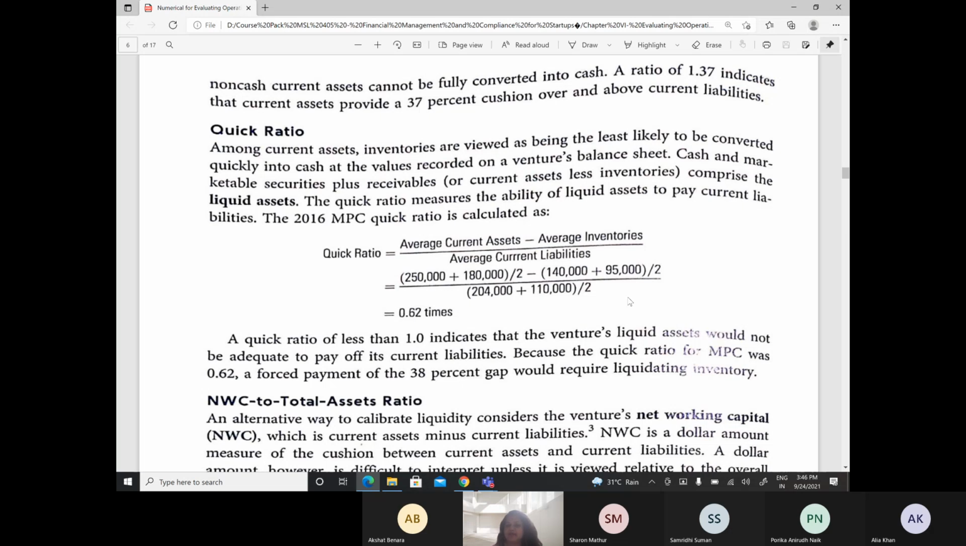The 2016 MPC quick ratio is calculated as average current assets minus average inventories upon average current liabilities. So we already know the figures of average current assets and average current liabilities. The average inventories are 140,000 plus 95,000 divided by 2. So we get a quick ratio of 0.62 times.